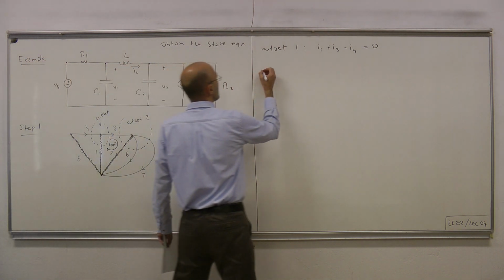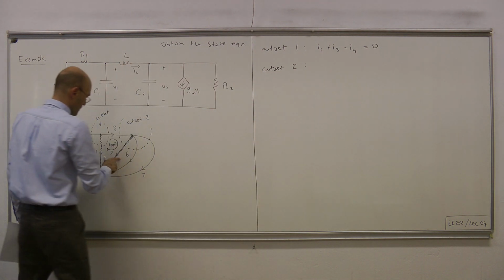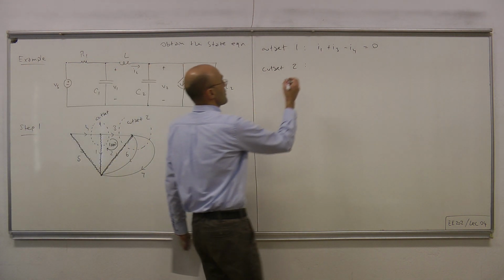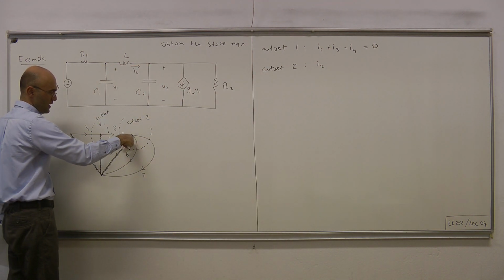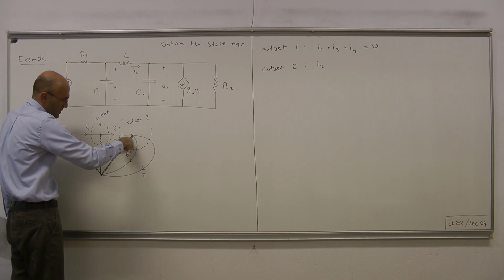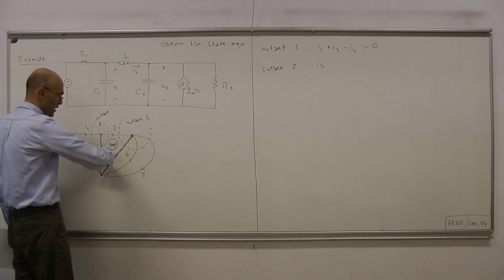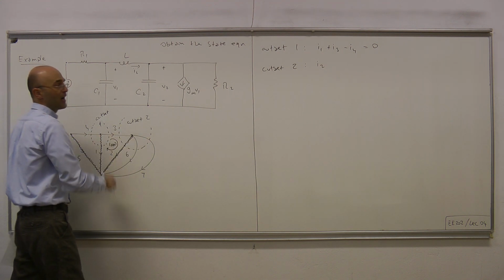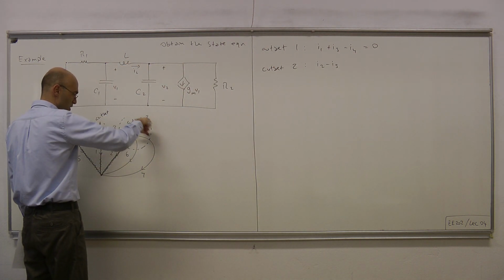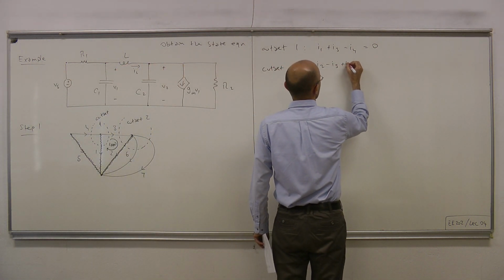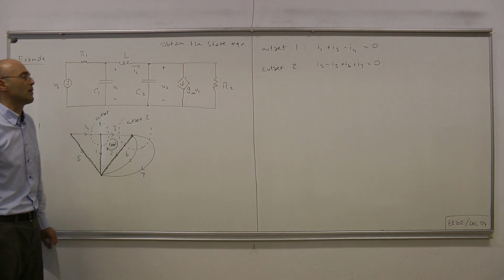Let's do the same thing for the other cut set. Let's start with I2, which we can consider as leaving the cut set. So let's treat all the currents as if they're leaving. I2 is leaving, this current is leaving, and this current is minus I3. And we have I6 and I7. I6 plus I7. And by KCL, that should equal 0.